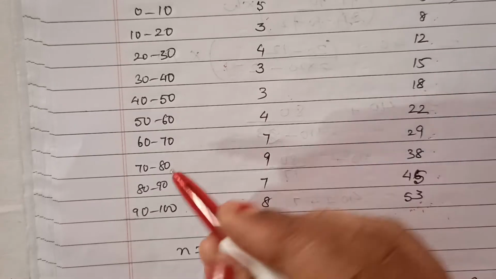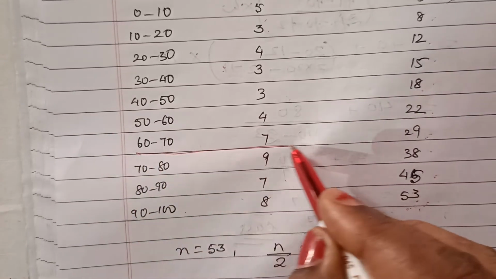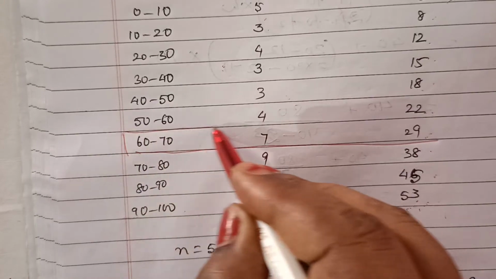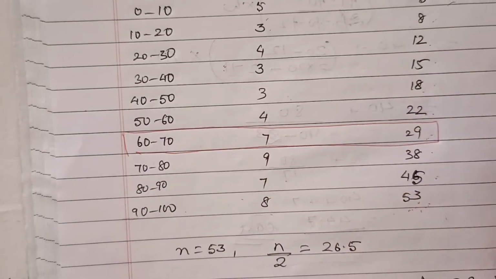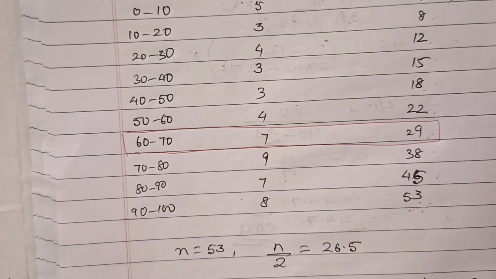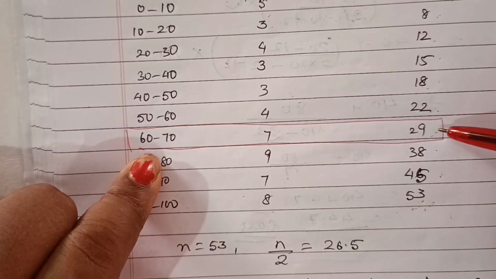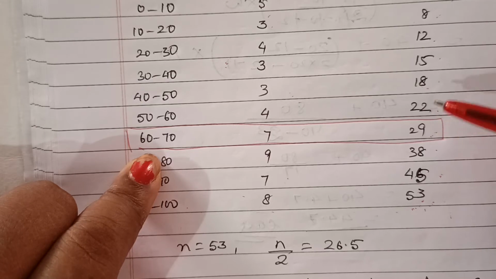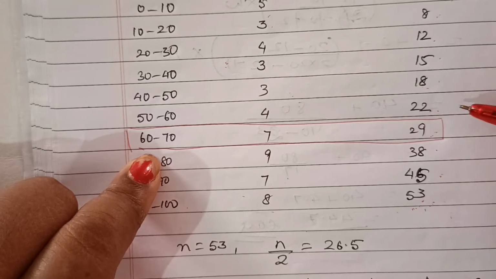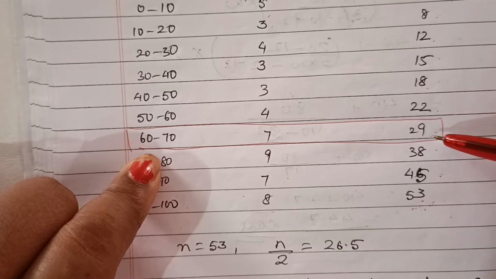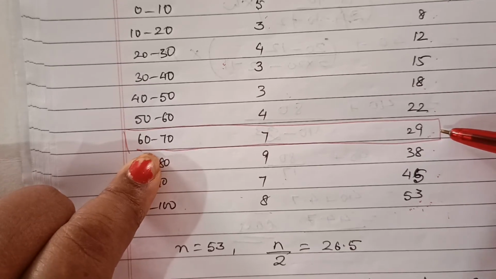So here median class you will take as 60 to 70. So this is your median class. Okay, so what is the median class here? It is 60 to 70. क्यों? क्योंकि ये 29 है वो 26.5 से ज़्यादा है. ठीक है, but 22 is less than n by 2, so we will not take this. So 60 to 70 is the median class.